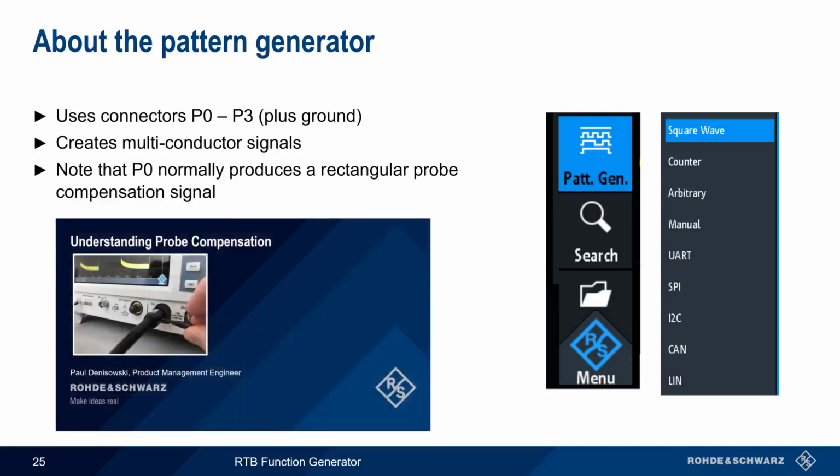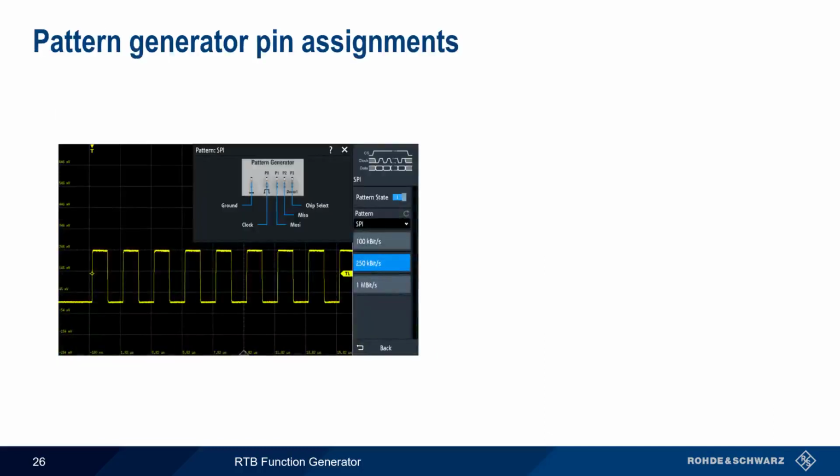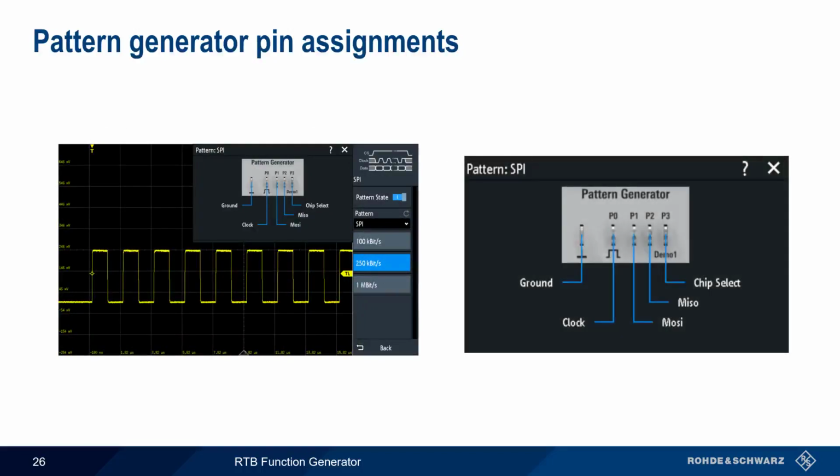Please see the presentation Understanding Probe Compensation if you'd like to learn more about how this signal is used to compensate passive probes. Because different types of patterns require different numbers and assignments of pins, a small pop-up window is used to indicate pin assignments for the selected pattern. This is particularly helpful in the case of serial protocols, such as SPI, that use multiple pins. The window can be closed by clicking the X in the upper right corner.